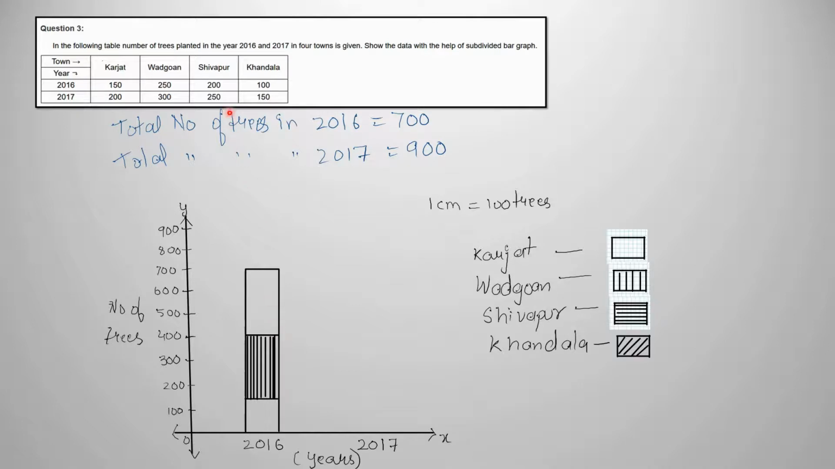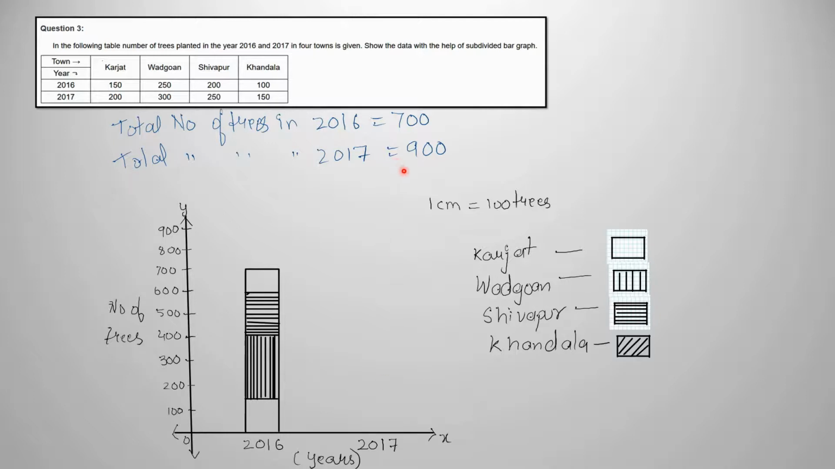So you draw a line at 400 and you do the pattern that represents Vadgaon. Now the third one is Shivapur, which was 200 trees. So for that you add 250 to your previous number, that was 400. So 400 plus 250 is 650. So you draw a line at 650 and do the pattern that represents Shivapur. Now this last portion you leave blank because that would be 100 representing Khandala.